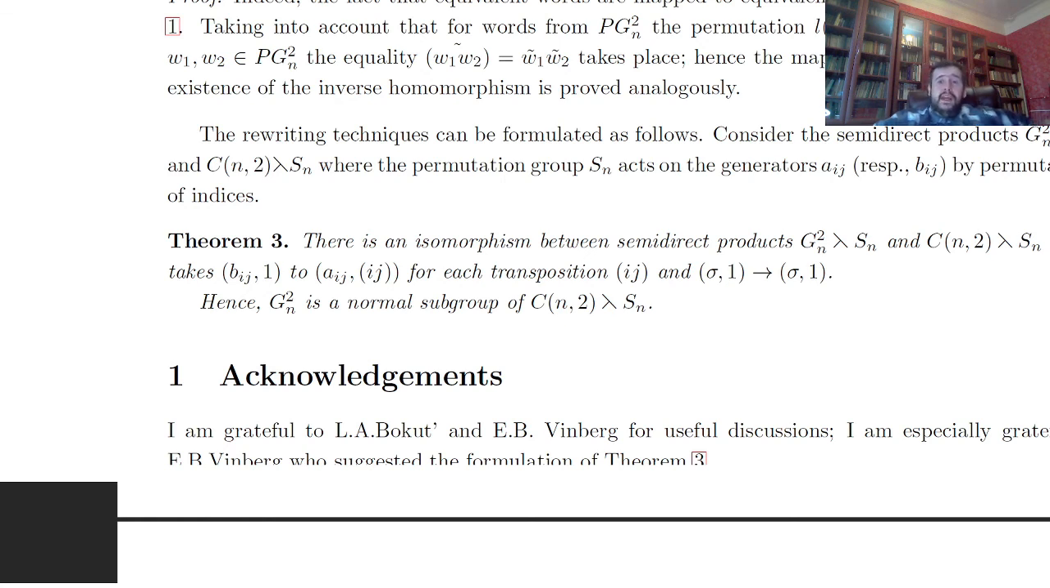Of course, since we have the word problem is solvable for whatever Coxeter groups, it is solvable because of that bijection for Gn2. But as for the conjugacy problem, it's not the case.